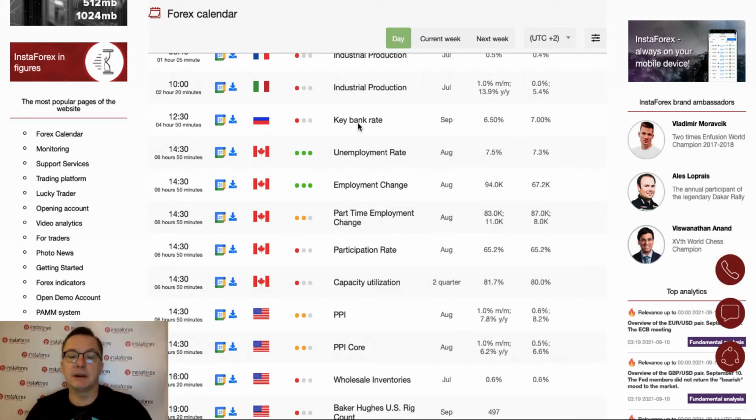At noon there is a key bank rate decision from the Russian Federation. So the Bank of Russia will most likely hike the rates from 6.5% to 7%.